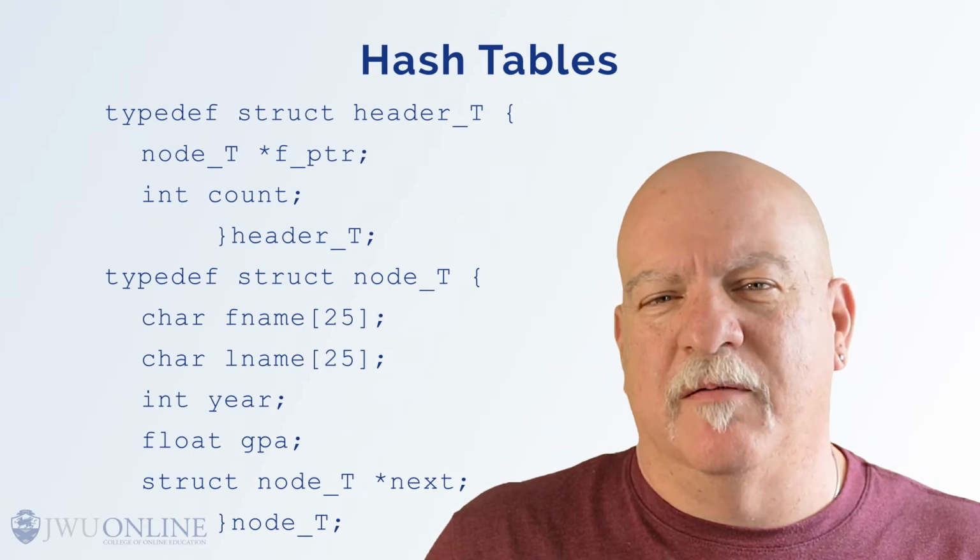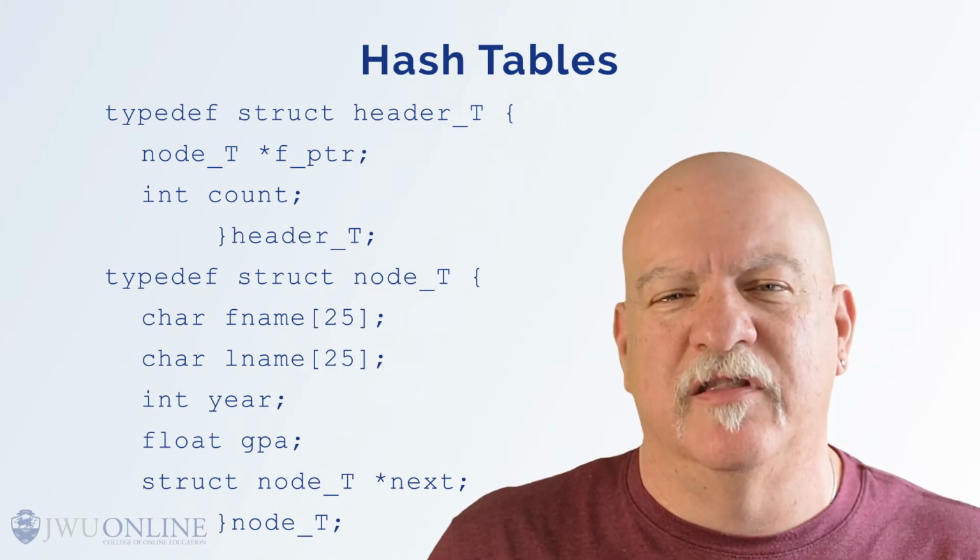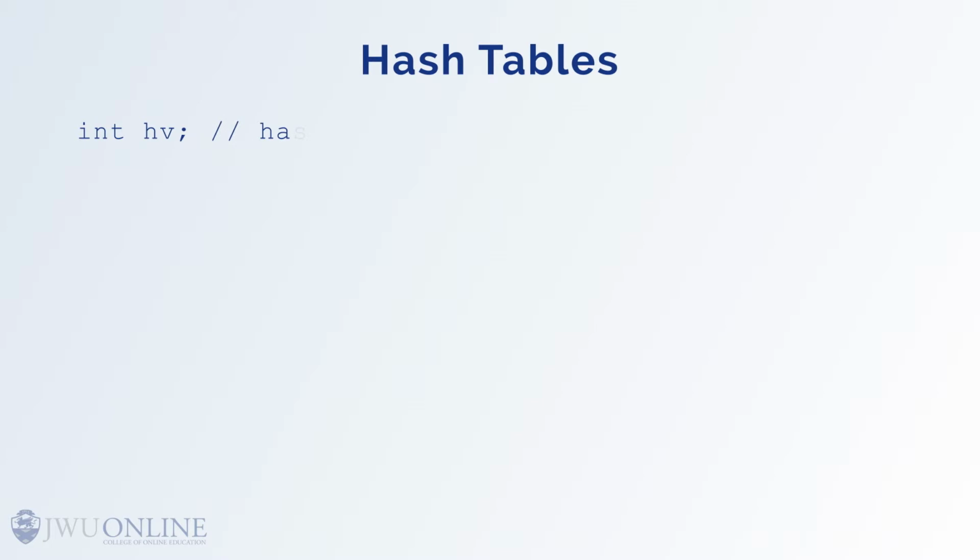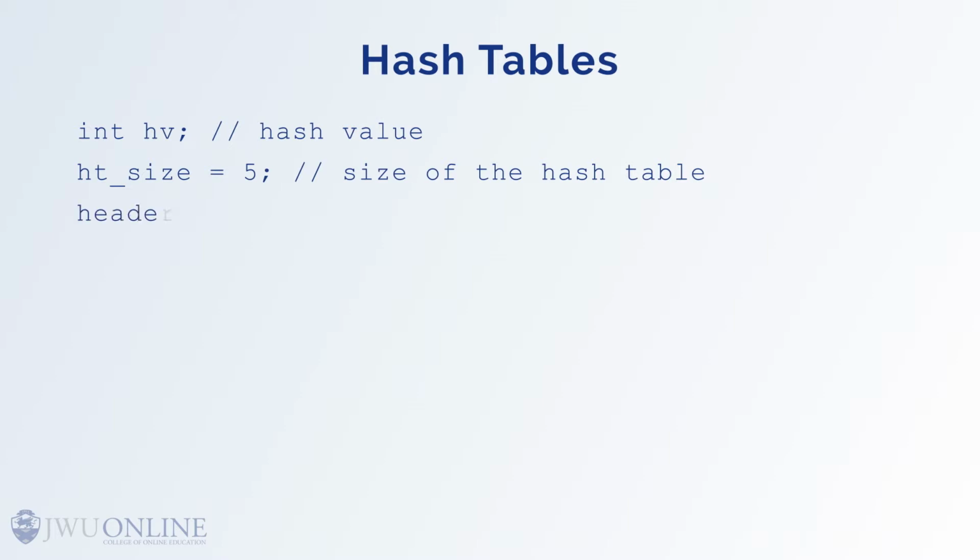Inside the main program, simply create the hash table using this code. First, we're going to create the hash value. That's where the modulo calculation will return its hash. The hash table size, because eventually you want to be able to adjust the size of a hash table. And then the hash table itself, which as you can see is an array of size ht_size of type header_t. So basically it's a table of pointers.